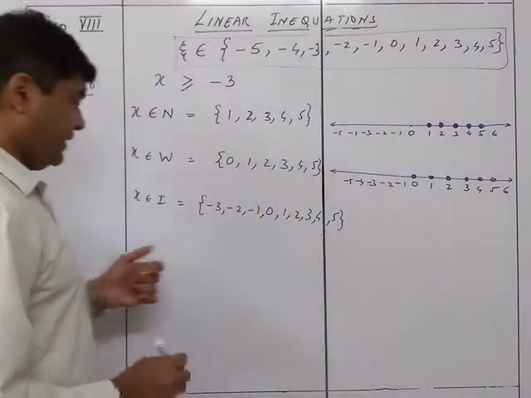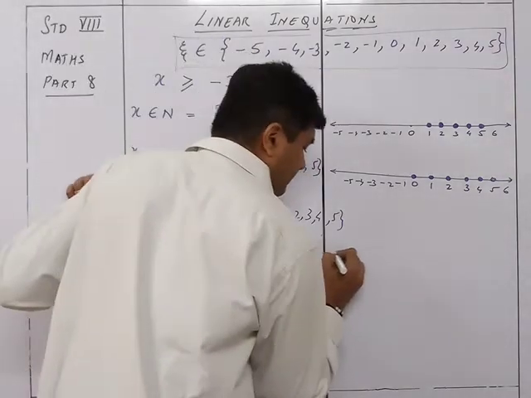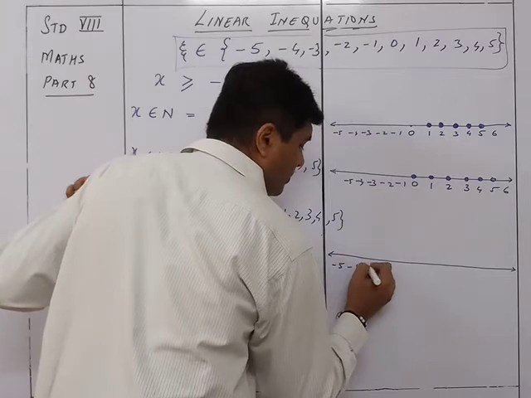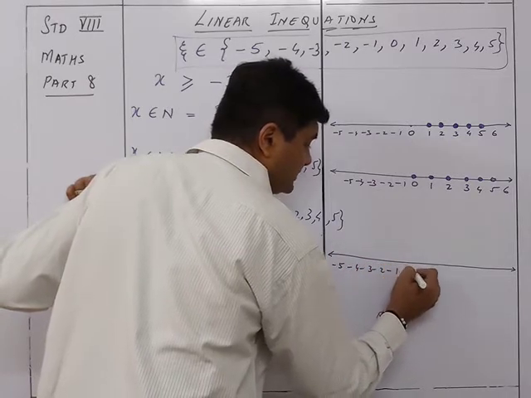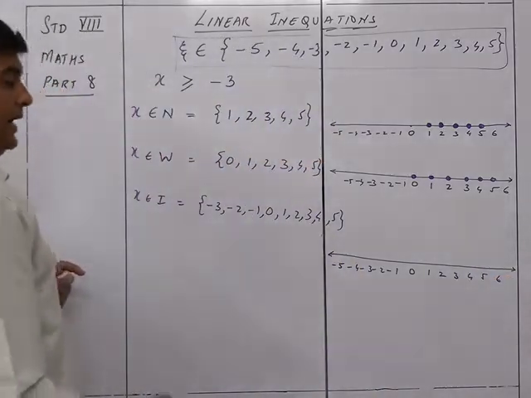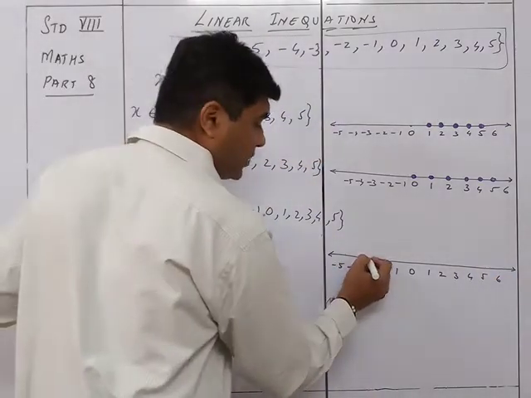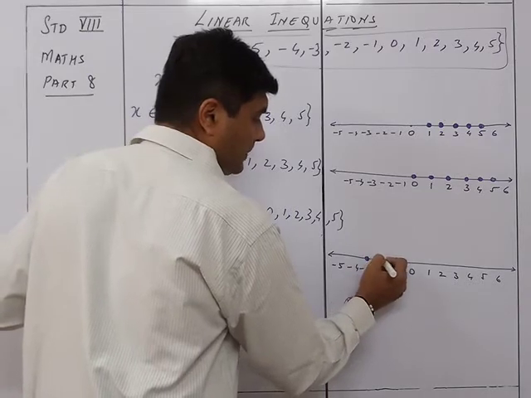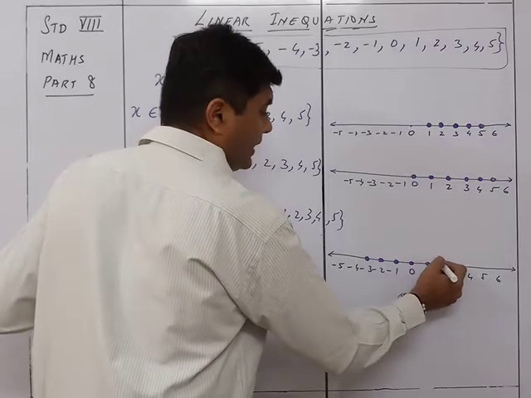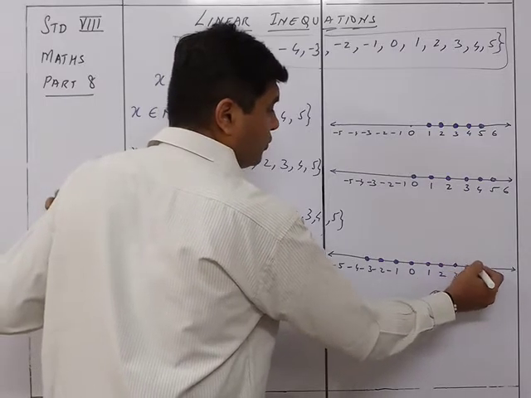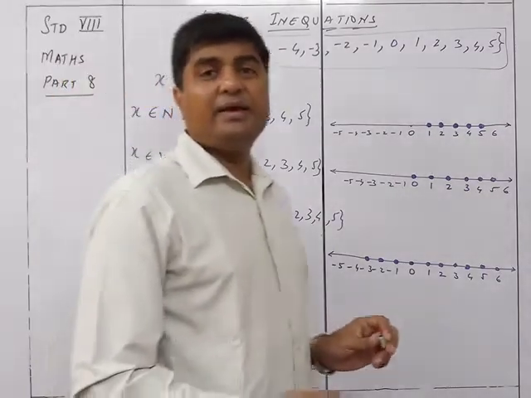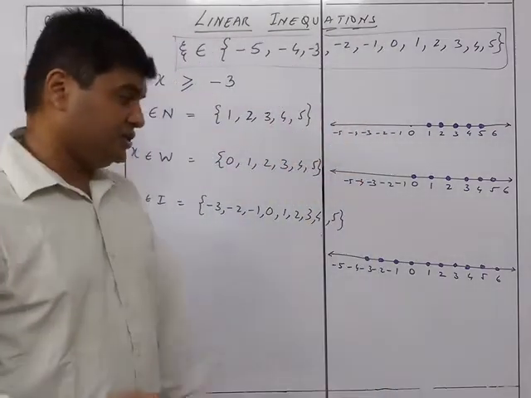Now if it is in this form, then the number line again will be the same way. It will start with -5, -4, -3, -2, -1, 0, 1, 2, 3, 4, 5, 6. It starts from -3, so a circle on -3, a circle on -2, a circle on -1, a circle on 0, 1, 2, 3, 4, 5, 6. This is how we are going to mark the points for an integer.